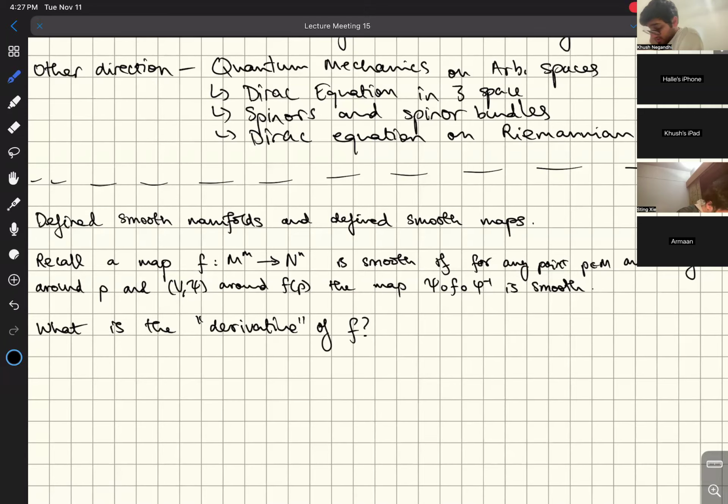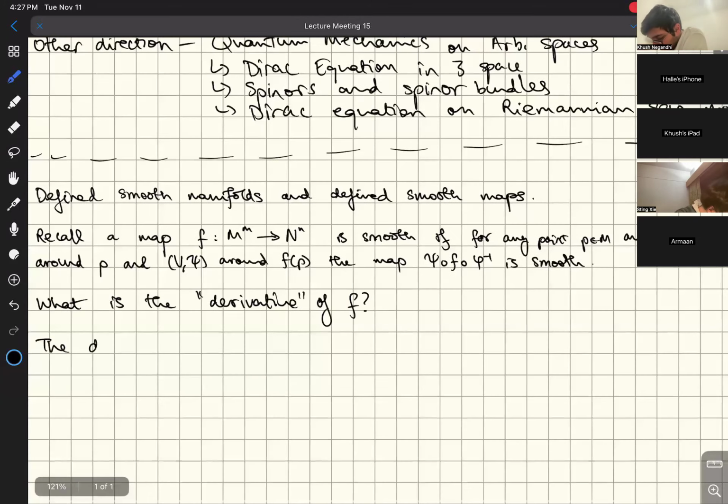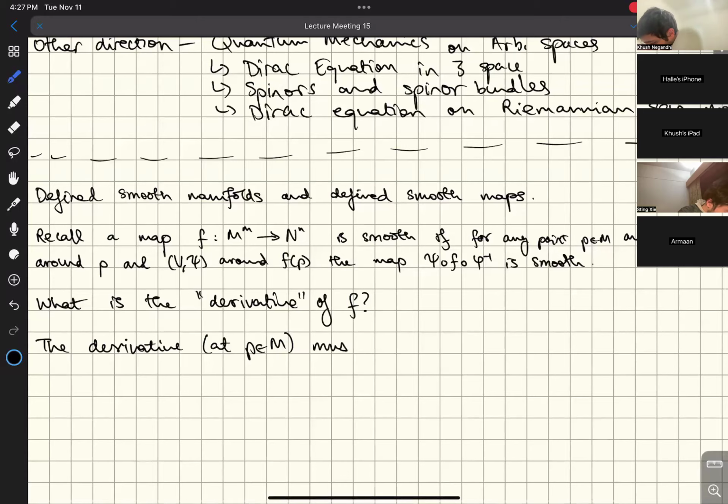So okay, let's take a step back and let's see what the main things about the derivative are, right? So one, the derivative is a linear map, right? So the derivative at P in M. So we fix a point P and then we talk about the derivative at this point and then we generalize this. So the derivative must be a linear map.